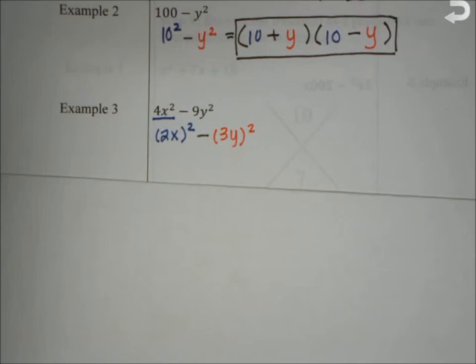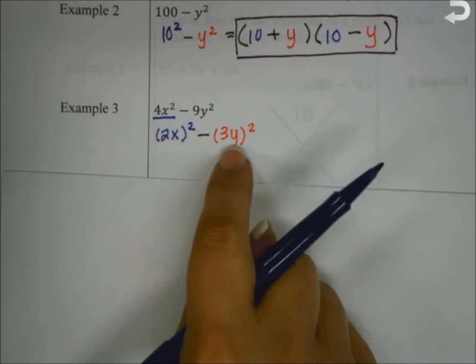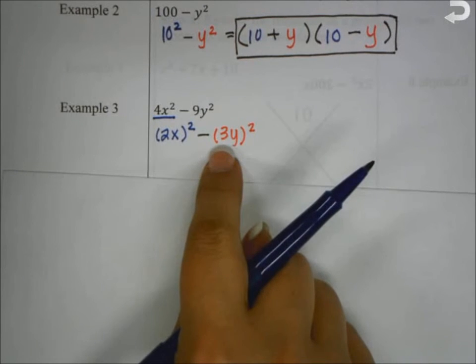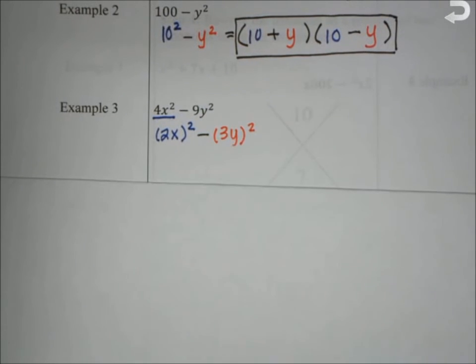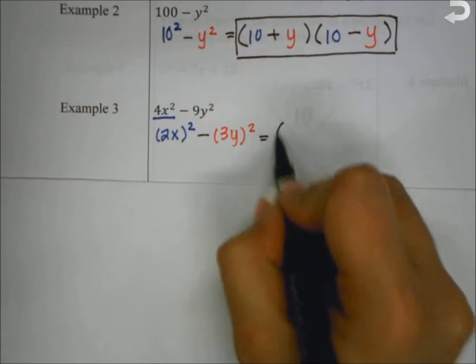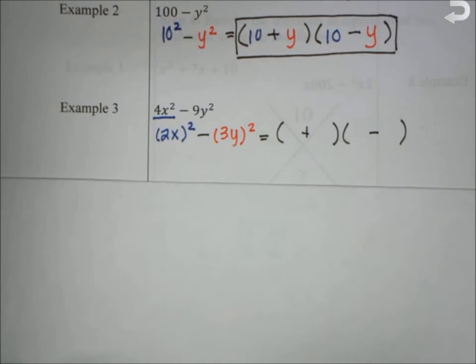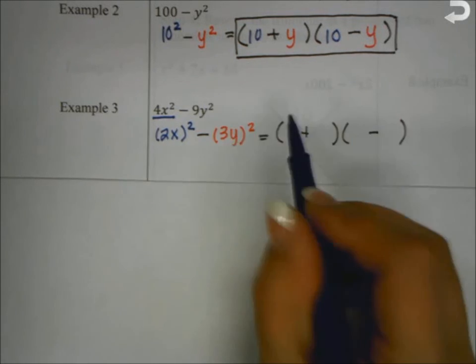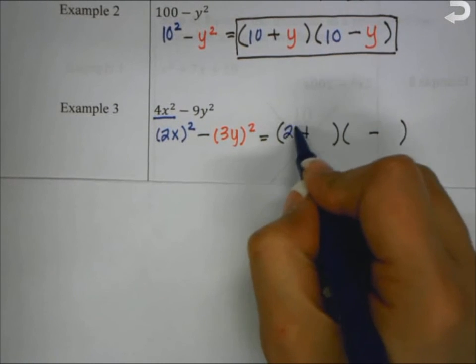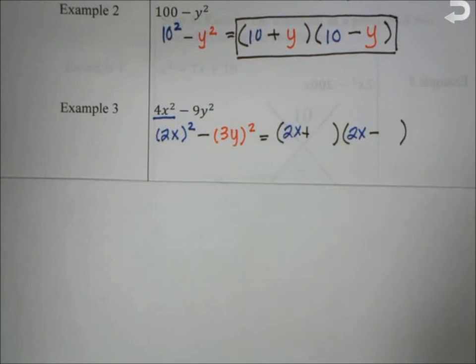Yes, it is. So the first thing I do is I fill out my parentheses. One is plus, one is minus. What goes in this first spot here? 2x. Very good, 2x. So you guys got this. 3y. What goes in the second spot? 3y. Excellent, 3y.